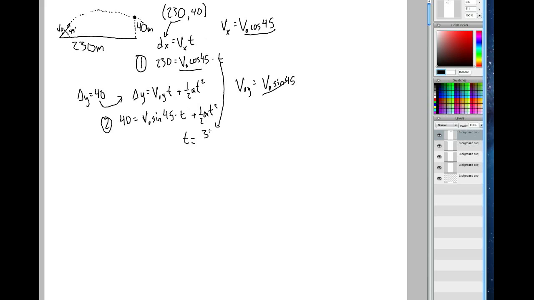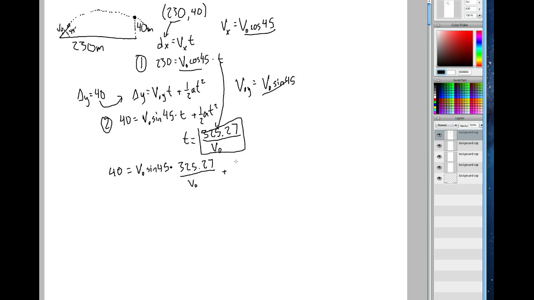So time equals 325.27 all over V naught, because I divided both sides. So time equals that. So now take this. This is what time is. So take this and plug it in to equation 2. So we get 40 equals V naught sine 45, but instead of times time, now we've got times 325.27 all over V naught.